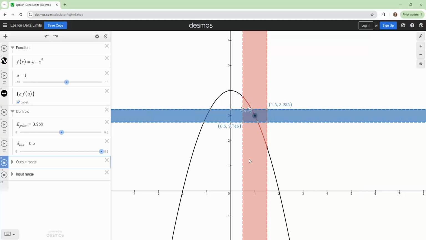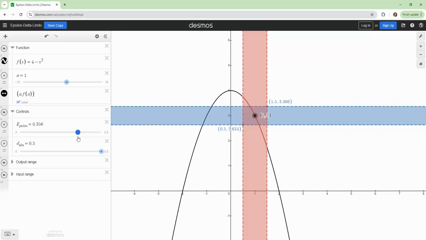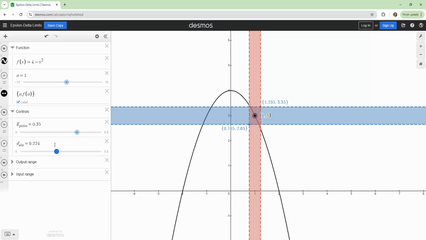We can adjust this. If my window is bigger for my y's, I have a bigger window for my x's. If I make my y window get smaller, will this range of x's work? No. So I would have to make that window of x's get smaller. I would have to go all the way down to here so that I'm only getting points that fall in that blue area. Does that make sense?